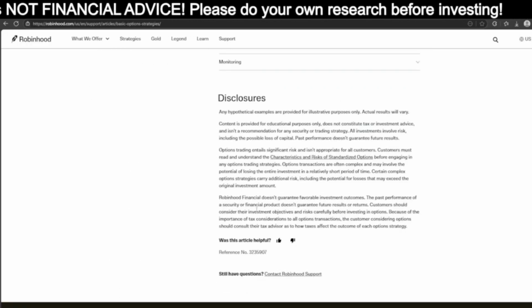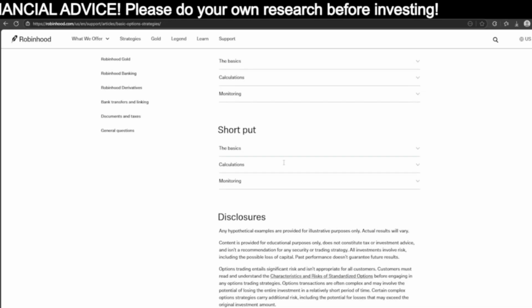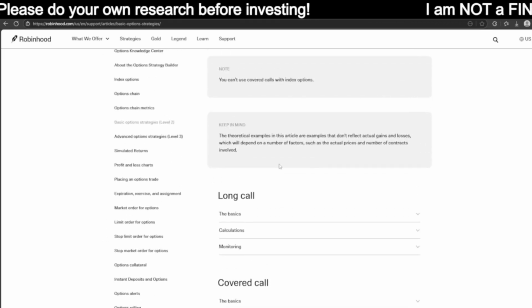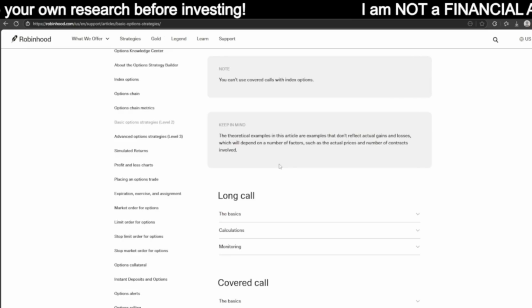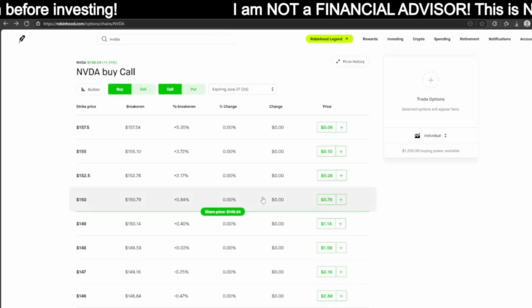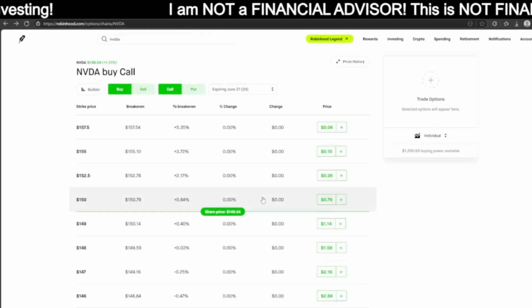And obviously, as a full disclosure, these are hypothetical examples, and please do your own research. I am not a financial advisor, neither is Robinhood, right? So make sure that you are doing your own due diligence so you don't lose out on a lot of money here before you go into any sort of trading with options.